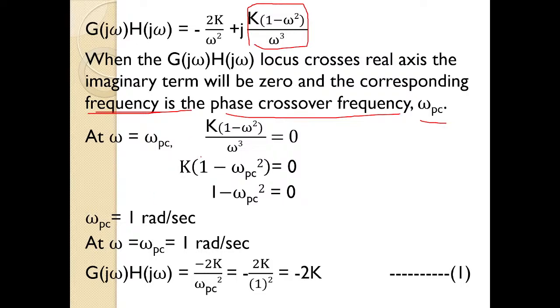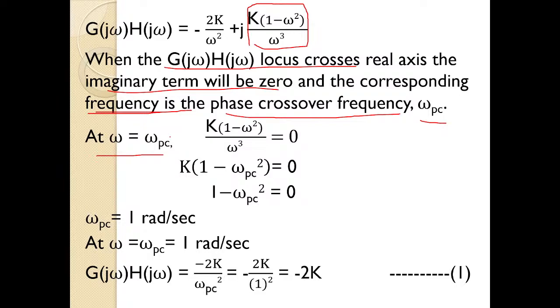So that's why, for the G(jω)H(jω) locus, when it crosses the real axis, the imaginary term should become 0. The frequency at which it crosses the real axis is known as the phase crossover frequency. So omega becomes omega pc when the imaginary term equals 0. What is our imaginary term? K into (1 minus omega square) by omega cube, that is equal to 0. So just simplify it.